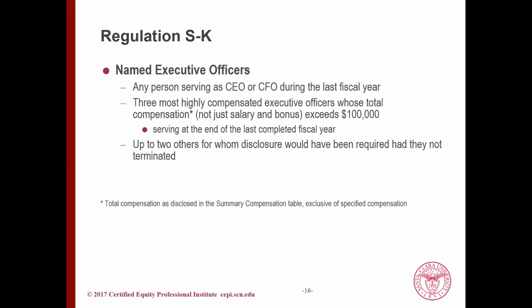So moving on to the next slide, for the named executive officers, you've probably heard around your company of NEOs. When you're in the news, they'll talk about NEOs sometimes. That is any person serving as the CEO or CFO during the last fiscal year, and the next 3 most highly compensated executive officers whose total compensation, not just their salary and bonus, exceeds $100,000. And they were serving at the end of the last completed fiscal year. Could be up to 2 others for whom disclosure would have been required had they not terminated.